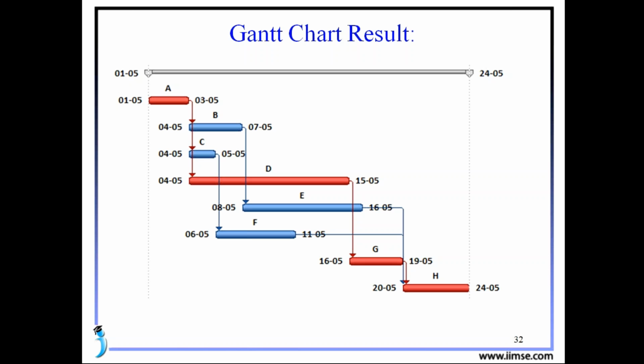And here the red colored bar indicates the critical path. Activities are critical activities. Those are A, D, G, H. And the remaining all we call non-critical activities. Those are B, C, E, F.